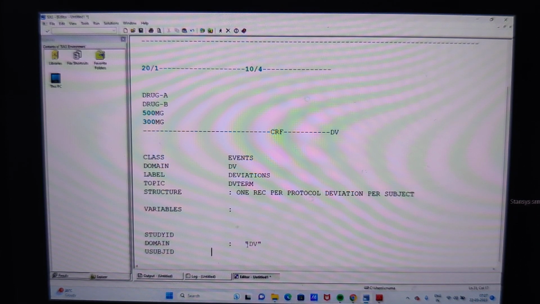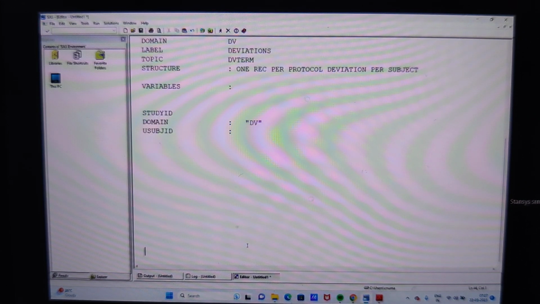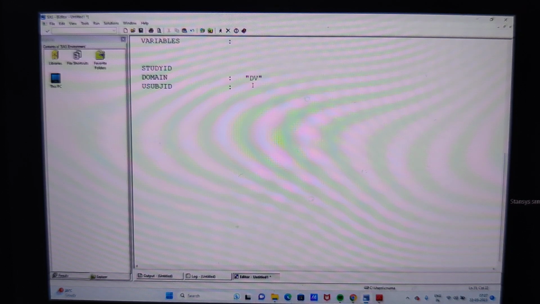Unique subject identifier. It is a character variable, it is a required variable, and it is an identifier variable. It is an identifier that we use to uniquely identify a subject across all the studies for all the submissions of applications. And then there is a chance of having multiple observations for these subjects because the subject may have multiple deviations, so we are going to have DV sequence number, numerical, required, identifier variable.